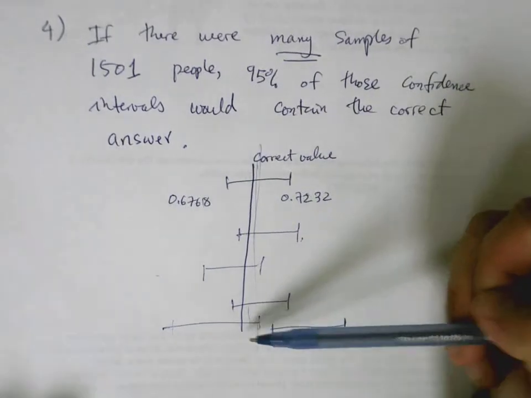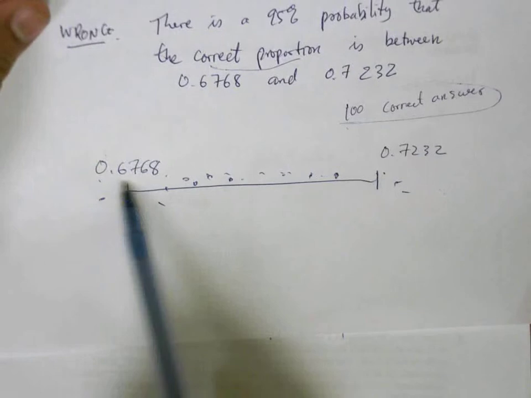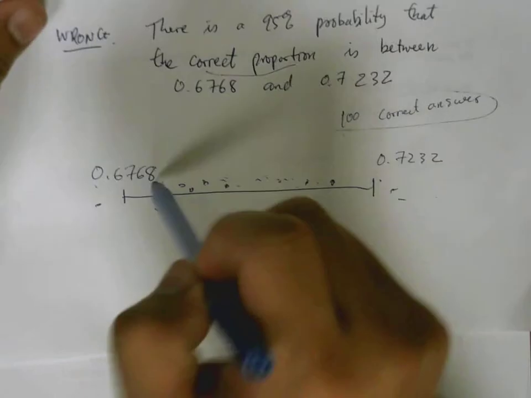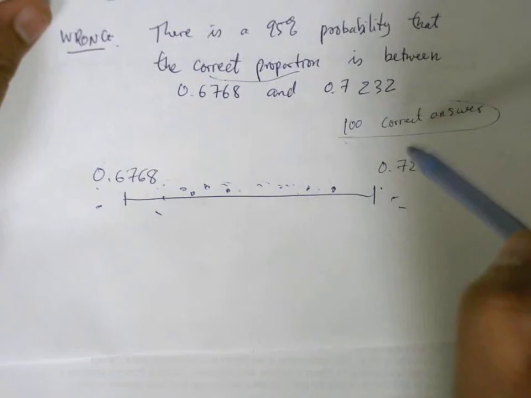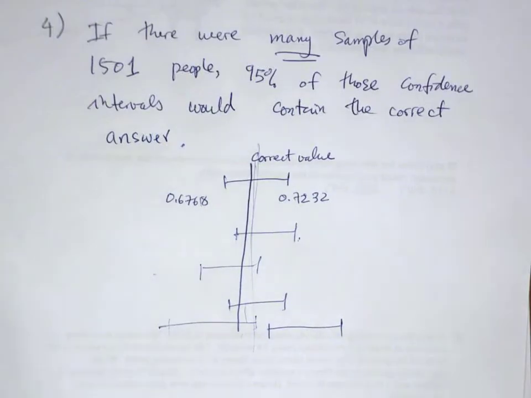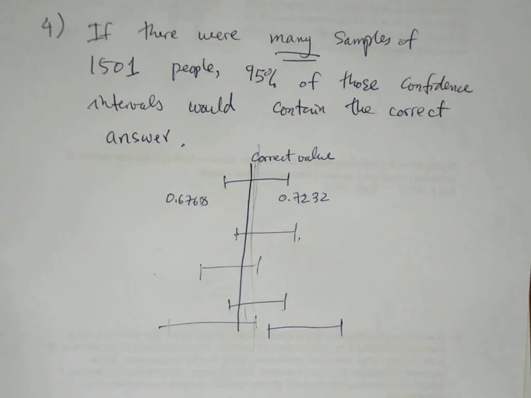Whereas the wrong answer is saying that we only have one interval, and there's 100 different correct answers, and 95 of them are in here. Okay, so we've got to be really careful how we state this. This is very semantically intensive or tricky. Okay, but it's a very significant and important difference. Okay, so we're done with that part now.